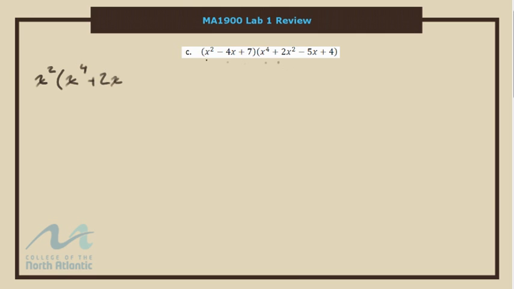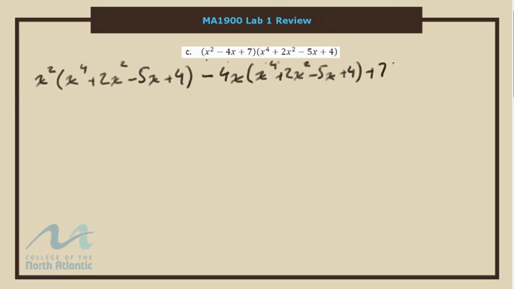plus 2x squared minus 5x plus 4, minus 4x times x to the 4 plus 2x squared minus 5x plus 4, plus 7 times x to the 4 plus 2x squared minus 5x plus 4. So that's a pretty big number here that we're going to have to work through. We're going to just have to take it a little bit at a time. So all we have to do now is multiply this part out.